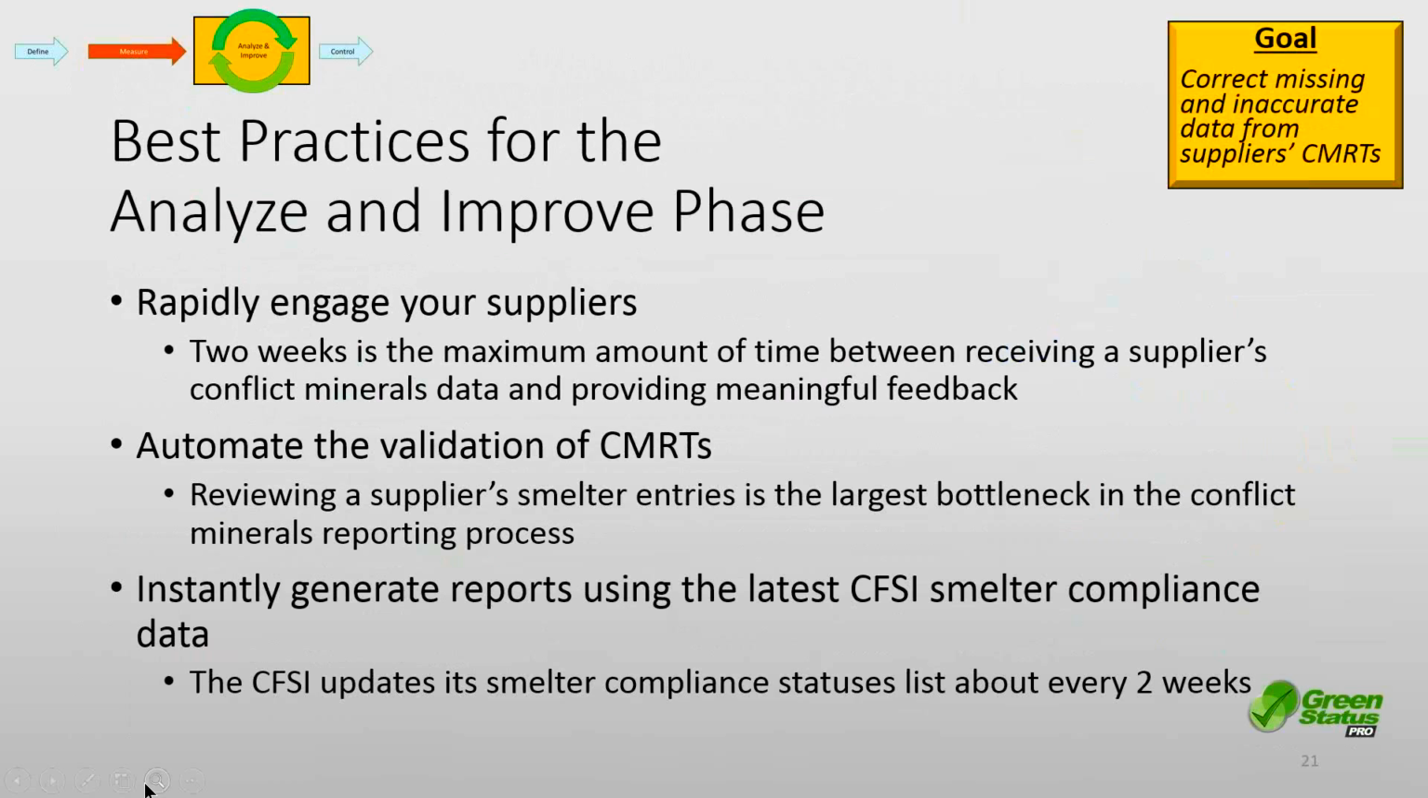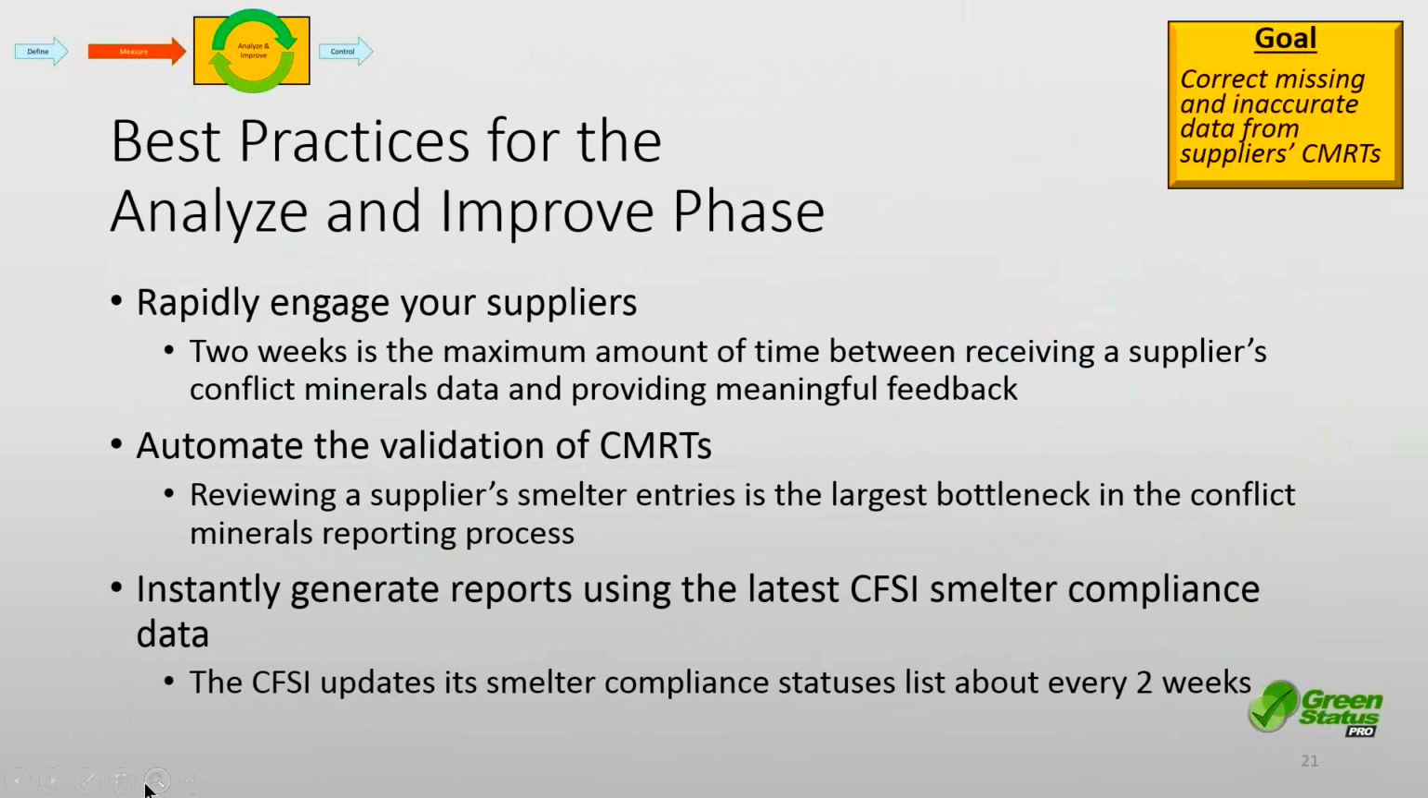The only way to do that is to automate the validation of your CMRTs. This will be the largest bottleneck within your conflict minerals program. It can take up to many hours to just go through one supplier CMRT and find all the issues and aggregate all the data. By having a software solution that, again, can run through it and give you the feedback immediately, you're able to work with your suppliers to get that accuracy level up.